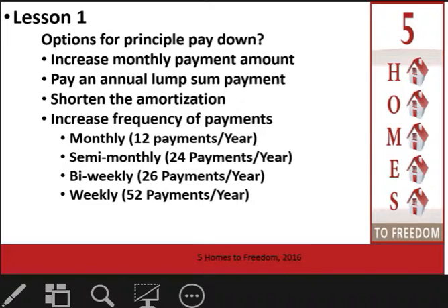Where you really start to see an effect on paying off your principal more quickly by increasing the frequency of your payments is when you get into the bi-weekly or the weekly payments, because you'll see here that with bi-weekly, it's not only that you're doing it every second week, but you're actually doing 26 payments over the course of the year versus 24 payments. So you're actually making more payments, which is why you're going to pay down that principal more quickly. Same thing with the weekly, you're just making more payments.